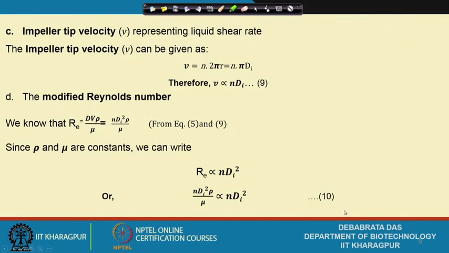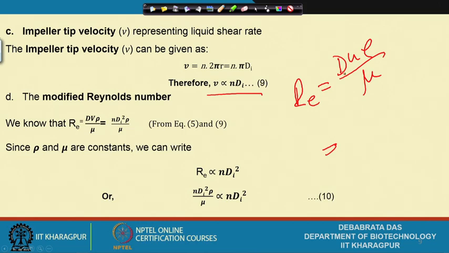Now this is the tip velocity. I have already shown you how it has come. And the Reynolds number, what is the Reynolds number? Reynolds number is Re equal to D u rho by mu. Am I right? Here D is the diameter of the impeller.